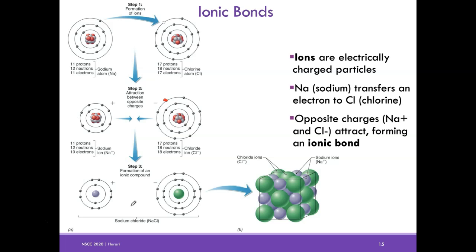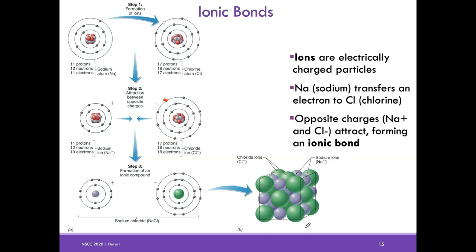So an ionic bond is the attraction between 2 ions of opposing charges. Right? So we have 2 ions of opposite charges. You have a positive ion and a negative ion. They're attracted to each other by an ionic bond. An ionic compound is a compound that is formed by ionic bonds between the ions.